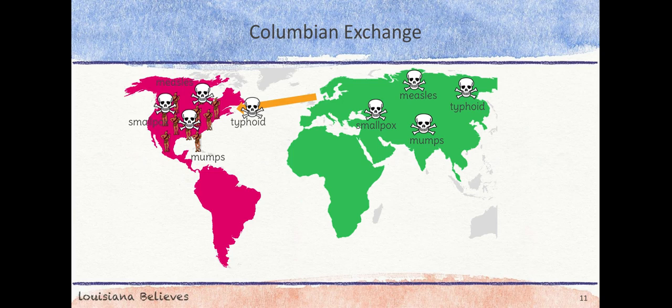Since the Native Americans had no immunity to these diseases, they spread quickly and devastated the population of Native people. Some experts estimate that around 90% of the population was killed off by diseases within 100 years. Some tribes even became completely extinct due to these diseases.